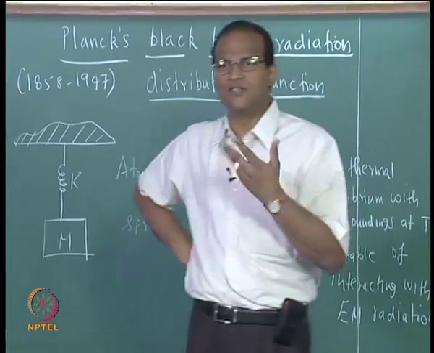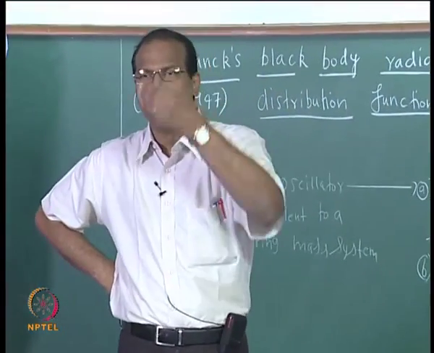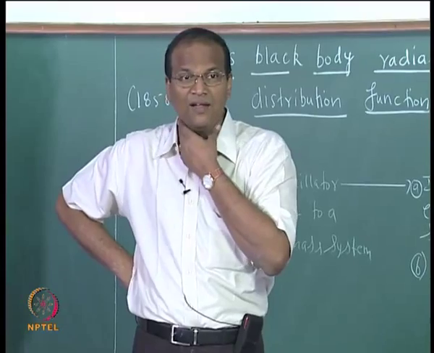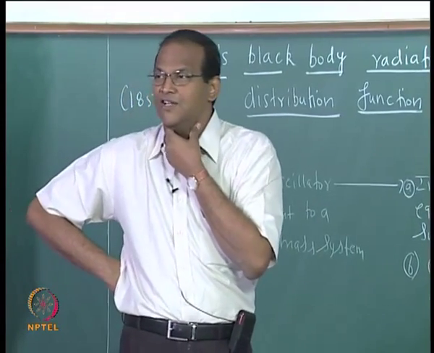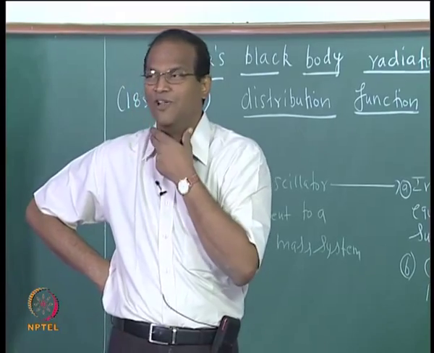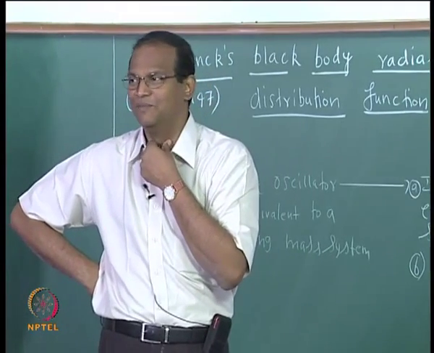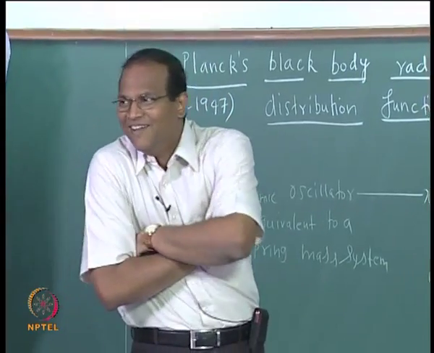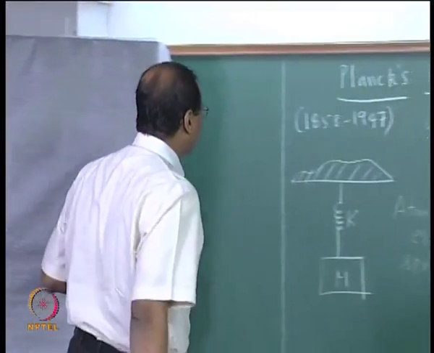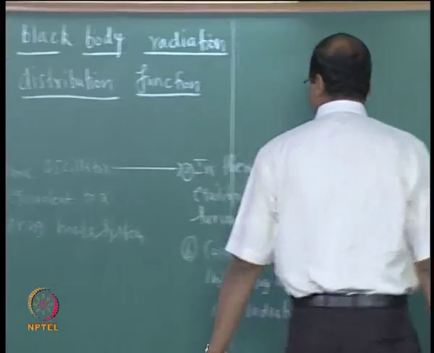In yesterday's class also some shady arguments were there, somebody was saying that towards the end he got only half the answer. So he said that it has 2 polarizations, parallel and perpendicular, and he multiplied by 2. Now Planck considered an atomic oscillator equivalent to a spring mass system.